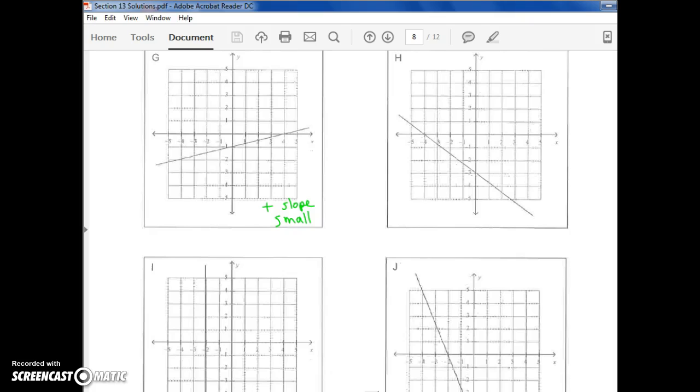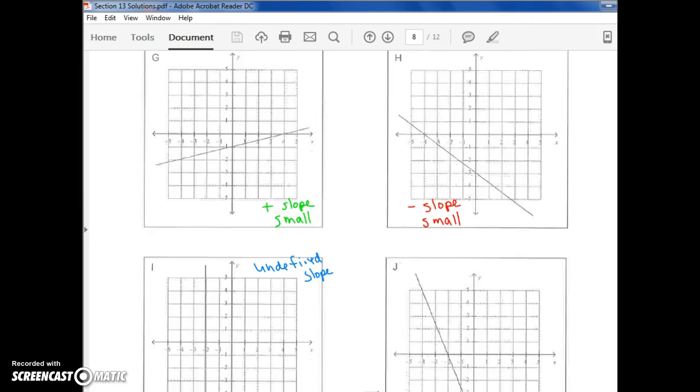Graph H is a negative slope. It's falling left to right, so this is a negative slope. And I'm going to call that small. Again, we're looking for the steepness of the graph when we're calling it extreme or small, and this is not a very steep graph. It's not moving up very quickly. Graph I is one of those special cases where it's not a positive slope or a negative slope. In fact, it's a vertical line, so we're going to call that an undefined slope. Technically, it's like super extreme, but we don't know if it's an extreme positive or an extreme negative, so we're just going to call it undefined and call it a day on that one.